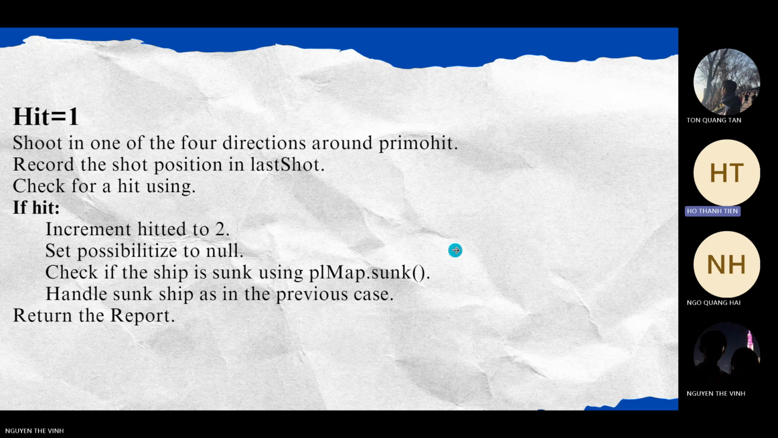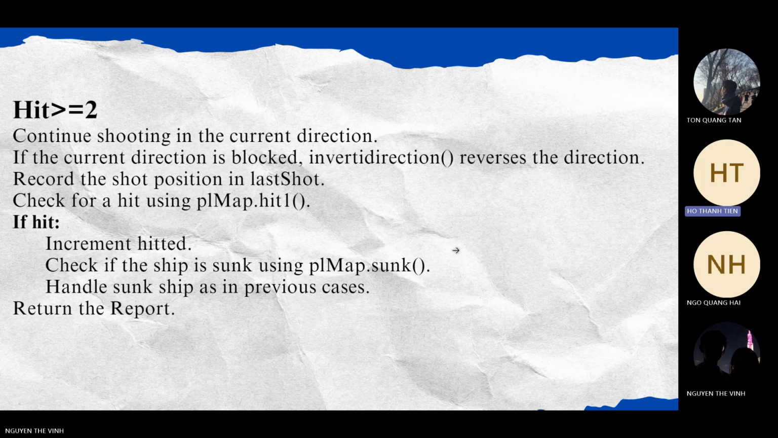Next, for hit counter equal to or larger than 2, a function is called to continue shooting in the current direction. If the current direction is blocked, invertDirection will be invoked to reverse the direction. So it will continue to record the shot position in lastShot and check for a hit. If hit, increase the hit counter, check if the ship is sunk or not, handle it as the previous case, and then return the status to the report.